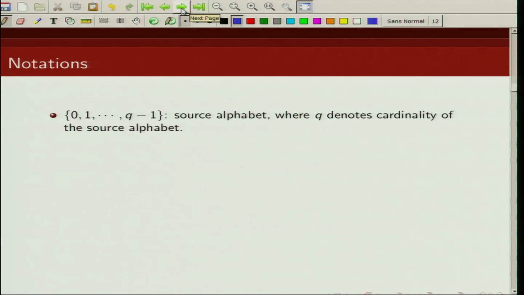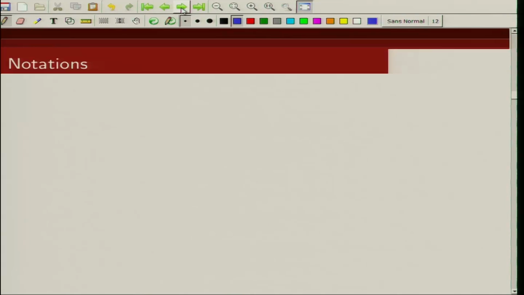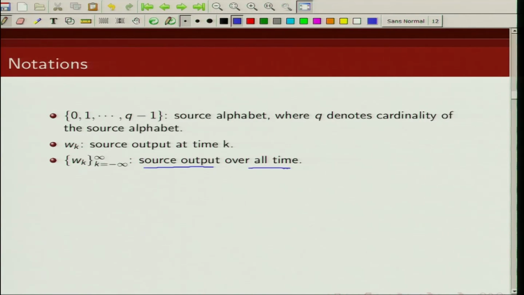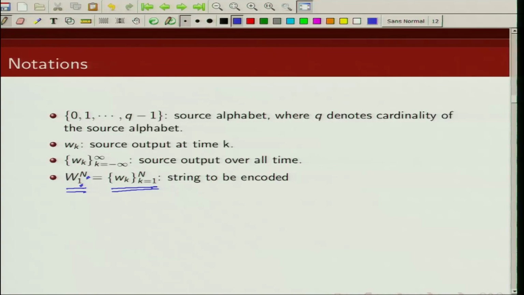So let us first describe the notations that we are going to use for this particular lecture. I'm going to denote my source alphabet by 0, 1, 2, up to Q minus 1, where Q is the cardinality of my source alphabet. The source output is denoted by small w, and w_k denotes the output at time k. If I write the source over all possible times, then I will use the notation w_k, where k goes from minus infinity to infinity. Now the string that I want to compress is a block of length n, which I denote by capital W, and I use the indices 1 to n to denote that it's a block from 1 to n. So this can be written as a string which goes from k equal to 1 to n.